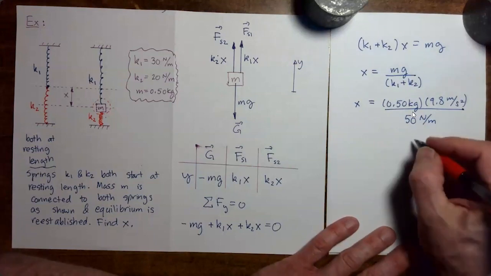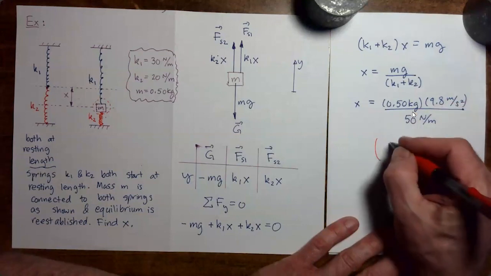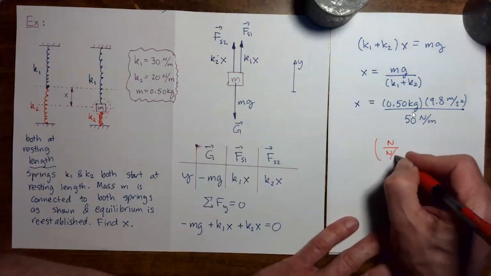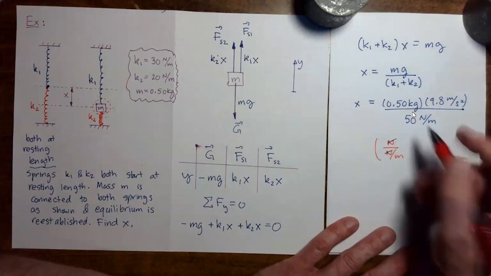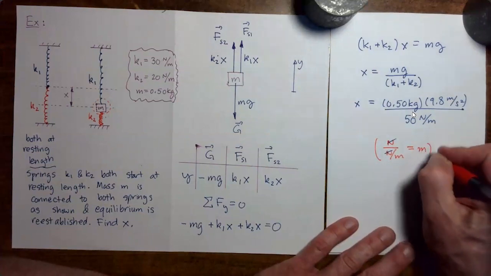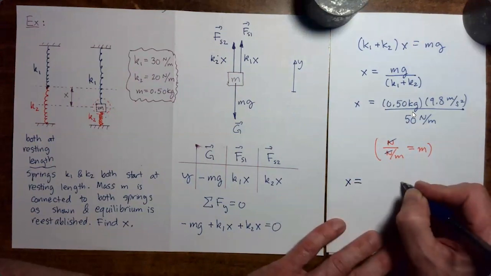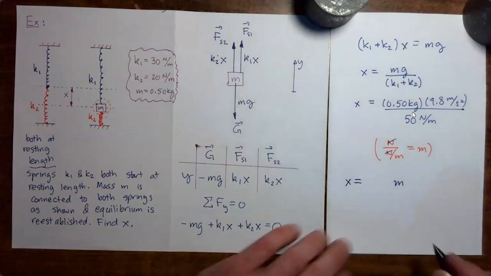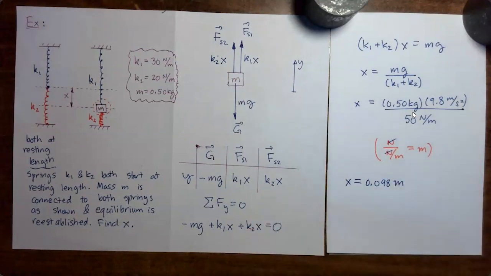Let's do the unit checking here. In the numerator, I have kilograms times meters per second squared, which is a newton. In the denominator, I have newtons per meter. Newtons cancel newtons. So then in the denominator, I have 1 over meters, but 1 over meters in the denominator becomes meters in the numerator. So we have the correct unit. So x is going to be some number of meters, as we would expect. And then if you plug into your calculator, you'll get x equals 0.098 meters.